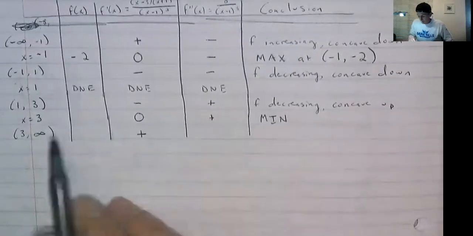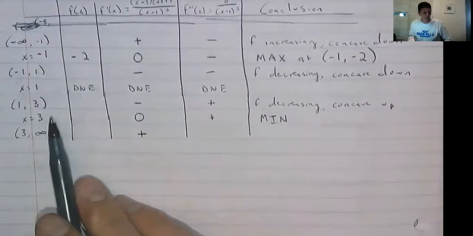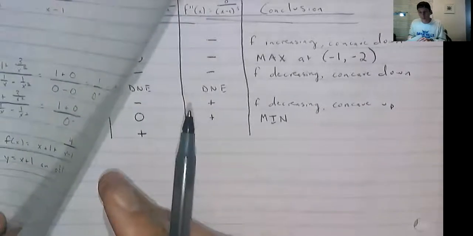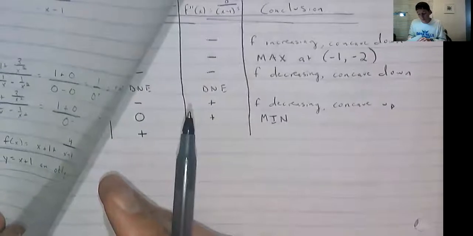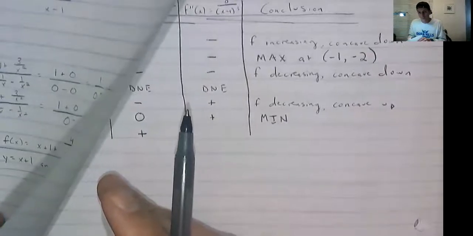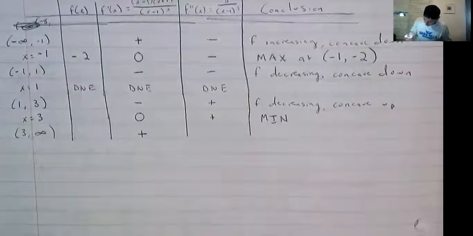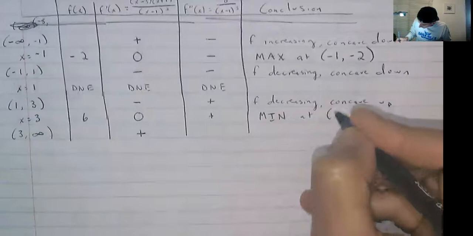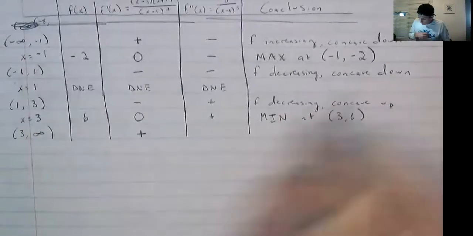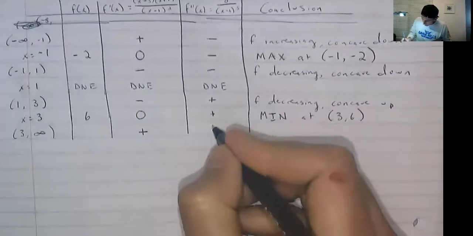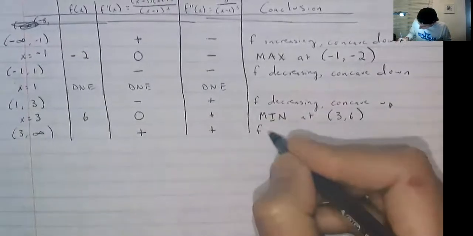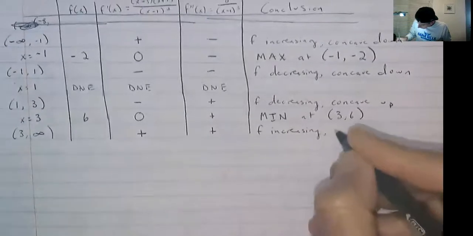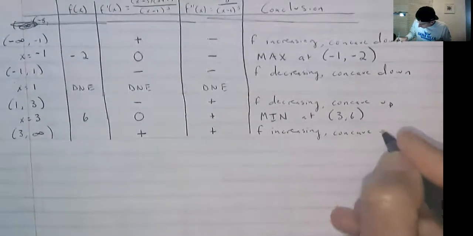Where exactly that minimum is can be found by plugging in 3 to f. F was x squared plus 3, so 3 squared is 9, plus 3 is 12. 3 minus 1 is 2. 12 divided by 2 is 6. So minimum at 3, 6. And then our second derivative is still positive here, so we are increasing and concave up for the rest of time.